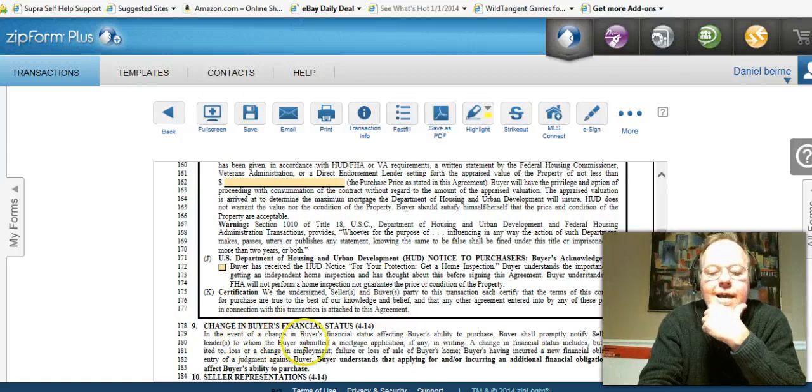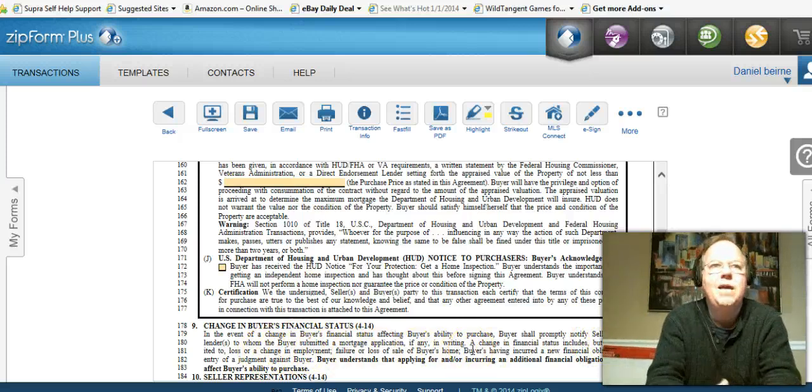We'll go to number 9. In the event of a change in a buyer's financial status affecting buyer's ability to purchase, buyer is now obligated to notify seller and lender if there's any change. And that is so vague. Let me just give an example.